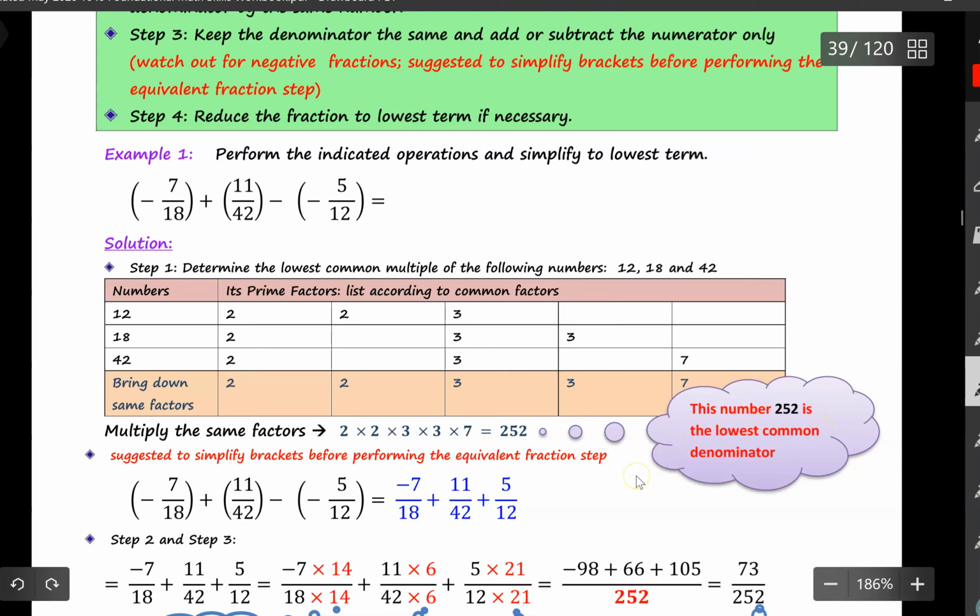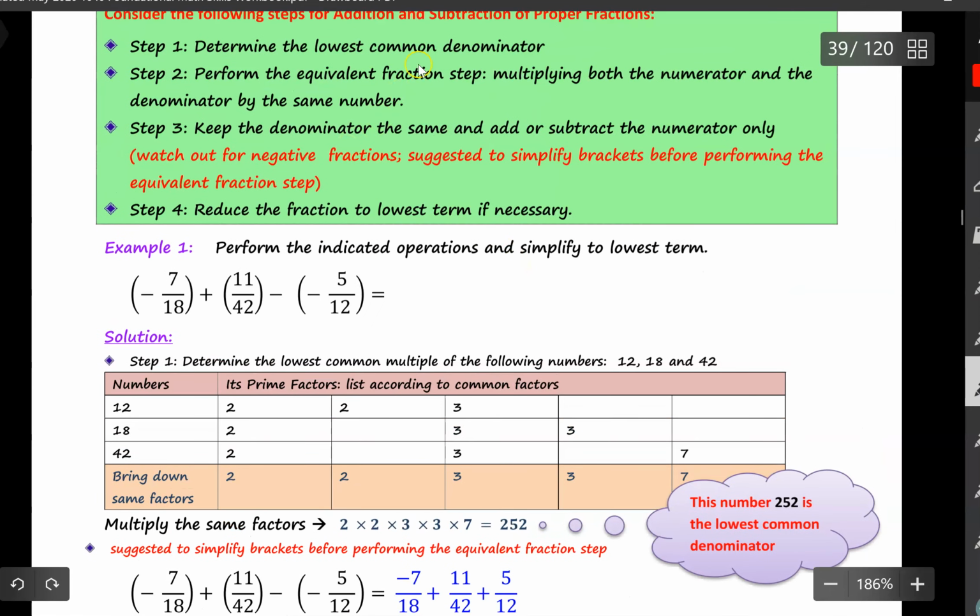Okay, so the next step you want to do is, after you get 252, you want your denominators to be the same. That means you have to perform the step called equivalent fraction. So equivalent fraction means that you multiply both the numerator and the denominator by the same number. So the question here is, what is that same number? How do I get that same number?